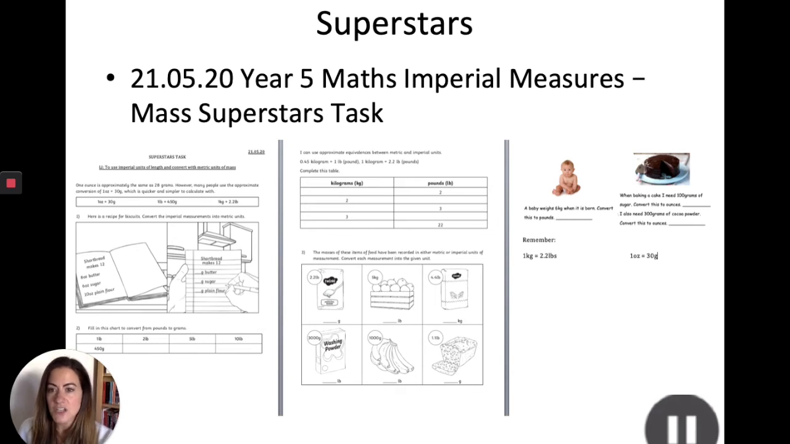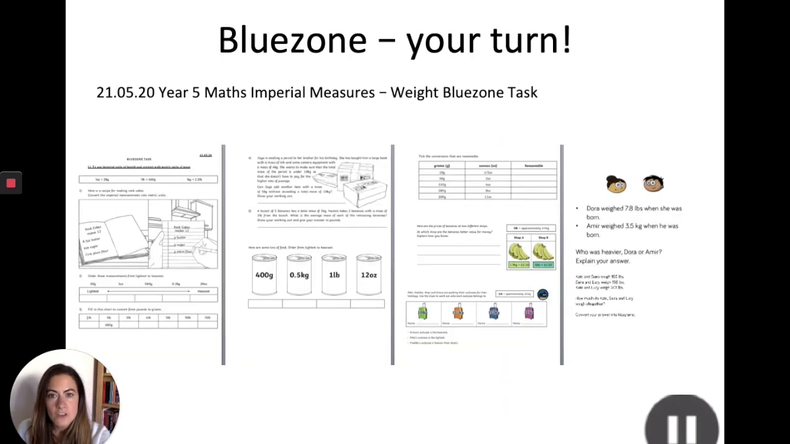So superstars, your task looks a little bit like this. It has the conversions on there as a reminder to help you, and you can use the help sheet. It's very similar to what we've been doing in the practice questions, and there's a few extra problems thrown in there to help you. Challenge yourself. So if you're a superstar, pause the video now, get on with your task, and see you in a minute for the answers. Blue zone, you're also going to get on with your task now.